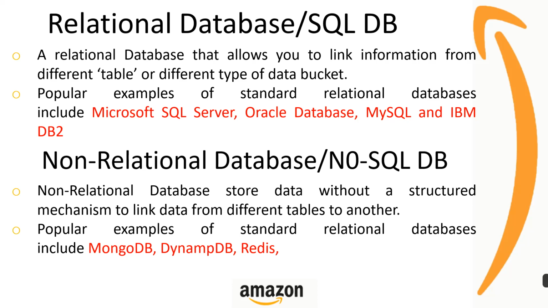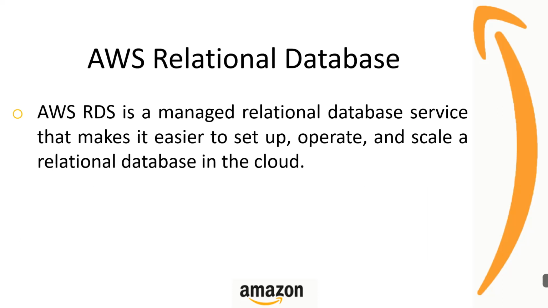So what is the NoSQL database? A NoSQL database is a non-relational database that stores data without a structured mechanism to link the data from one table to another, right? And it's actually not related to any table. It's completely different, right? So popular examples of non-relational databases are MongoDB, DynamoDB, and Redis. These are non-relational databases, right?